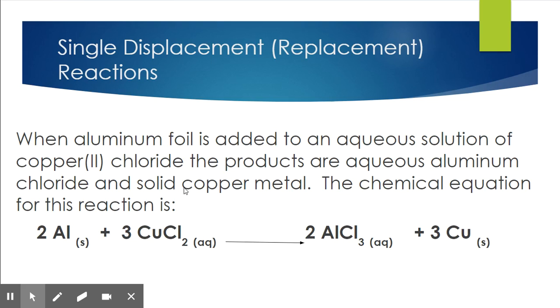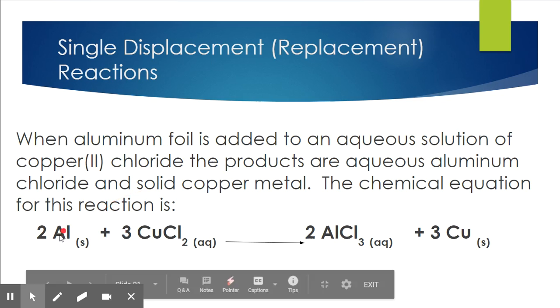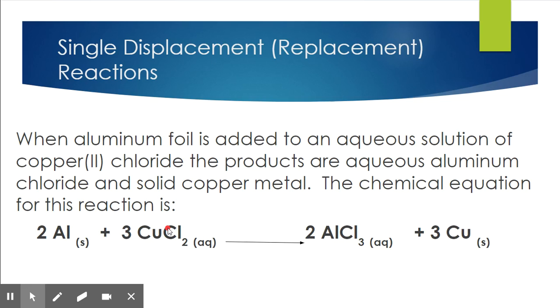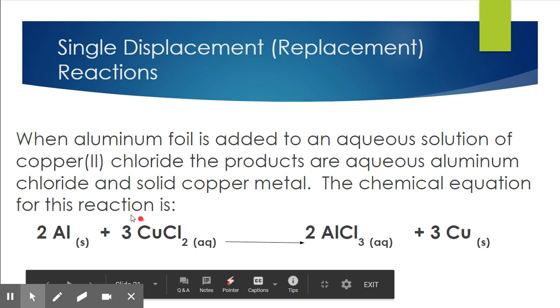When aluminum foil is added to an aqueous solution of copper(II) chloride, the products are aqueous aluminum chloride and solid copper metal. The chemical equation for this reaction is this, okay, down at the bottom there. We have aluminum, copper, and chloride, and they yield, and you can see here now that these are the two metals, aluminum and copper, right? So now aluminum is with chloride and copper is by itself.